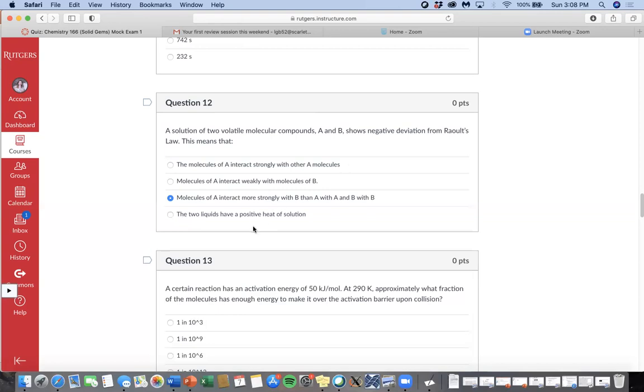And then finally, the last option is just kind of out there. It says the 2 liquids have a positive heat of solution, which is kind of a different concept than what we're talking about right now with Raoult's law.